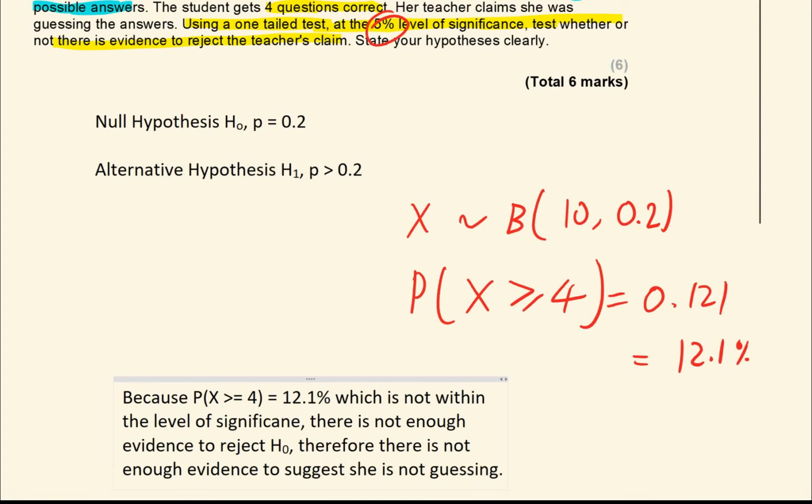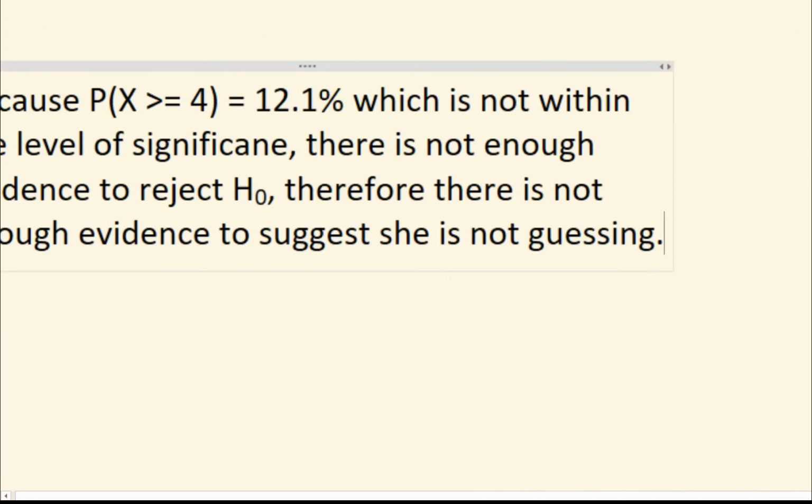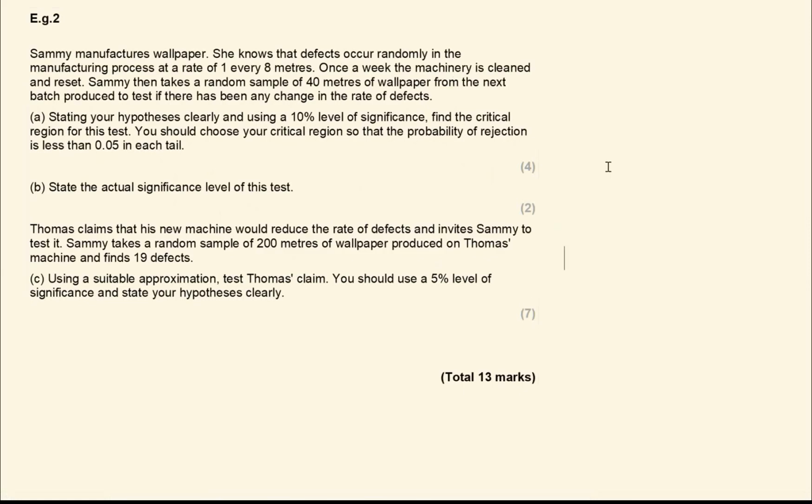Okay, I doubt it'll make a difference, but that is a powerful distinction between those two things. You know, she got 40% right, which is a lot higher than 20%. However, it wasn't high enough to be sure within 5% level of significance that she wasn't just guessing. So I had to word it fairly carefully there. Okay, that's our first example done.